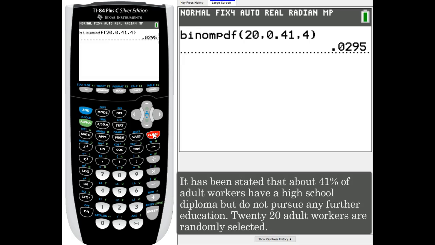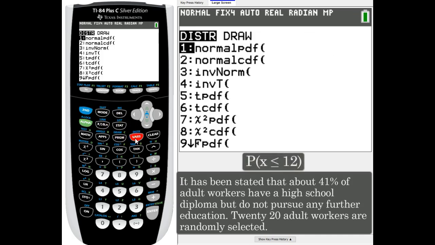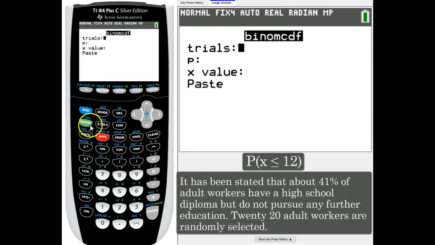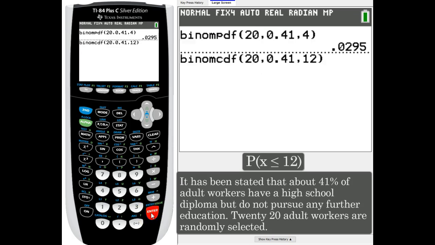So this is CDF. If you say it's cumulative, it's going to take from 0 to that value and add them all up. So second, vars, and I said there was a shortcut way of getting there versus toggling down, down, down. It is alpha B. Here's B right here. So alpha B, and that will get you to binomial CDF. Trials is 20. Our probability of success, our p-value, is 0.41. And our x value is less than or equal to 12, so it's 12.